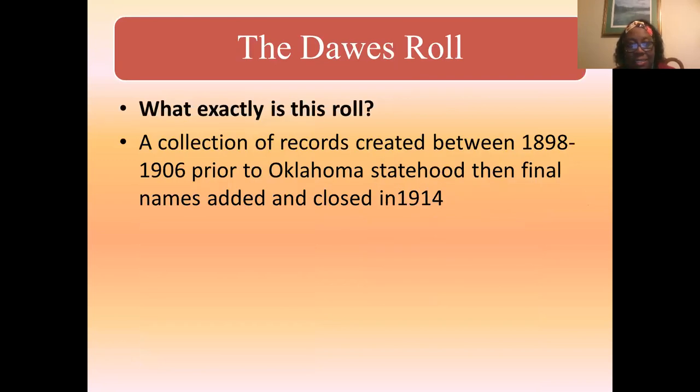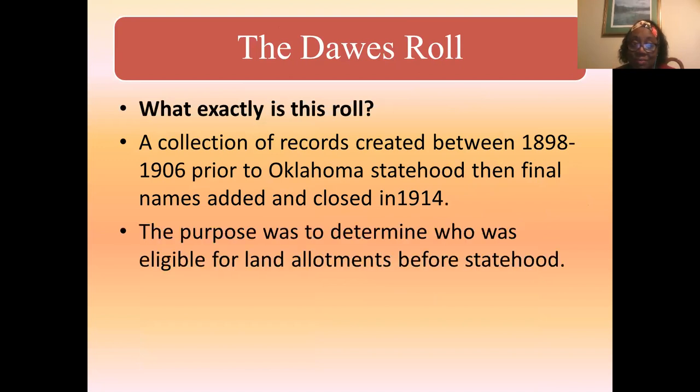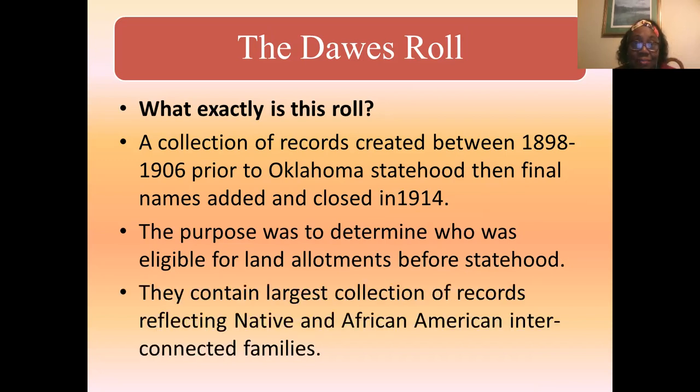But what exactly is this roll? Well, this roll itself, or the final roll, is a collection of records created between 1898 and 1906, prior to Oklahoma statehood, and then final names were added and closed in 1914. So it's a collection of records collected between 1898 and 1914. The purpose was to find out who was eligible for land allotments before statehood.